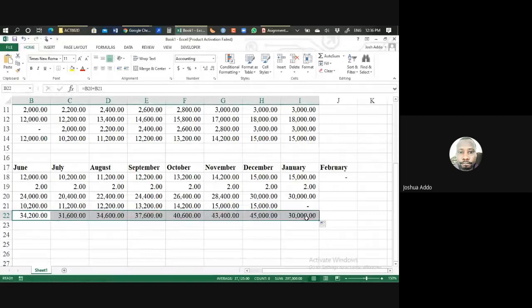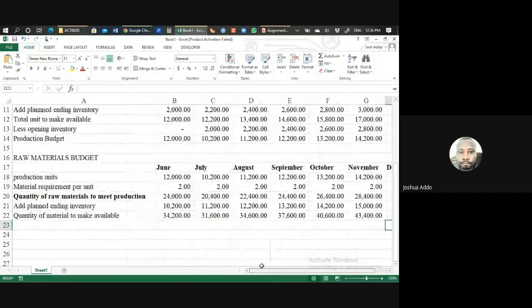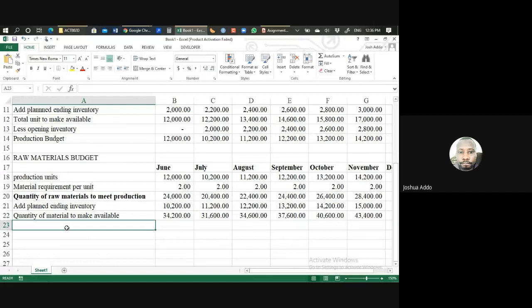Of course, we can forget about this. We are not too interested in this one for the next year. So this is what it will be. Quantity of materials to make available. Yes, that's what we have to make available. But what if we already have some at the beginning? Then what we have to come and add to what is already there is what we go for.